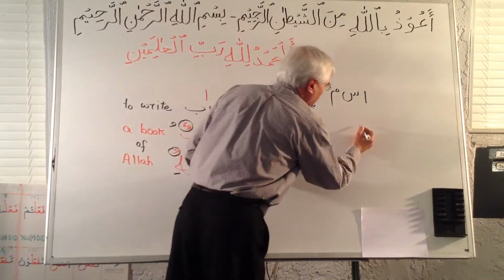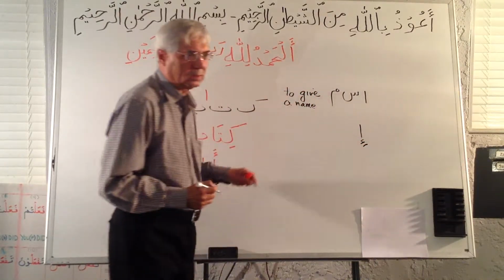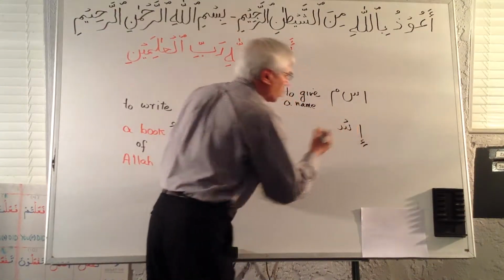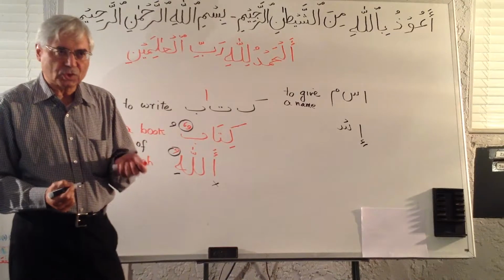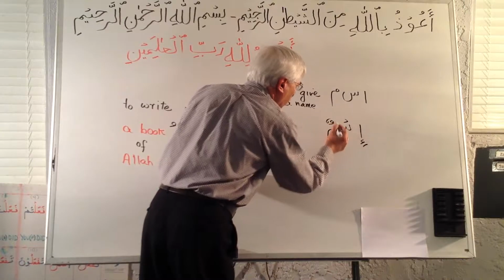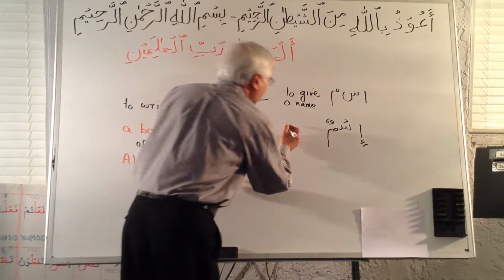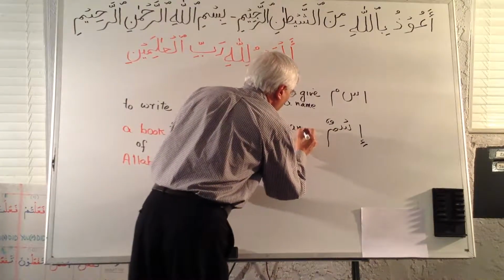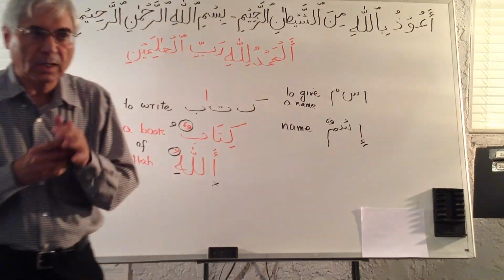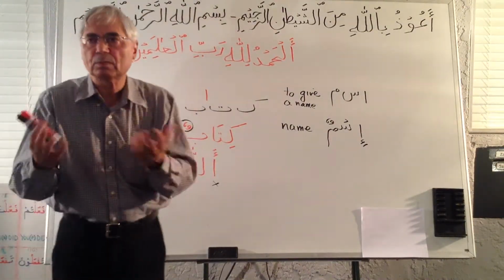Now, if I take the first letter and put a kasra, take the second letter and put a sukoon on that, it will be "is". Take the third letter and put two dhammas, "mun": Ismun. Ismun means name. This is a noun. Ismun is the full and correct word. It means a name. My name, your name is Ismun.